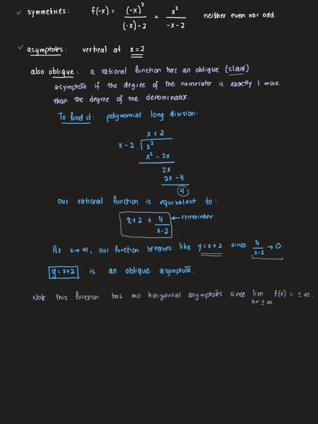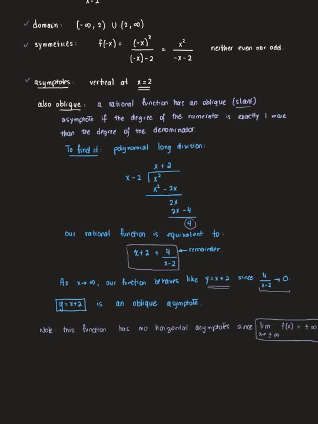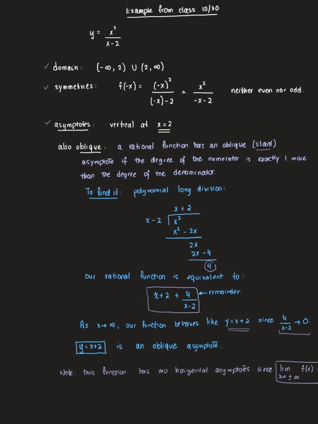asymptote. So just to recap, if the degree of the numerator of a rational function is 1 more than the degree of the denominator, do a long division so that you can find an oblique asymptote, which will exist. Okay, also this function has no horizontal asymptotes. Remember that to find horizontal asymptotes, we look at the limit as x approaches positive or negative infinity. Anytime the degree of the numerator is larger, the function will get larger and larger as x grows. So that means there's no horizontal asymptote.